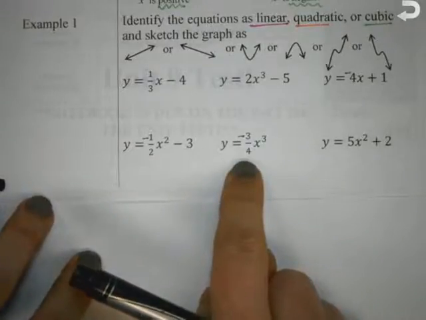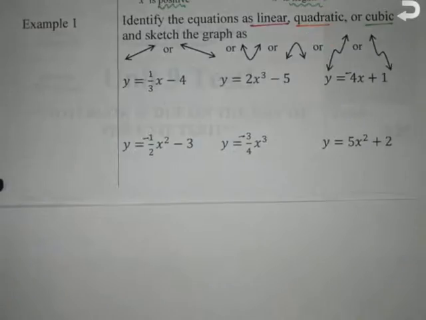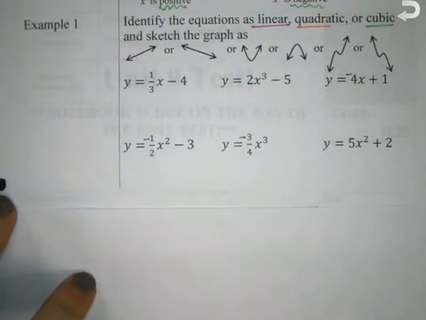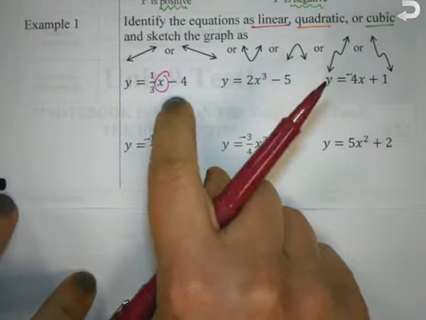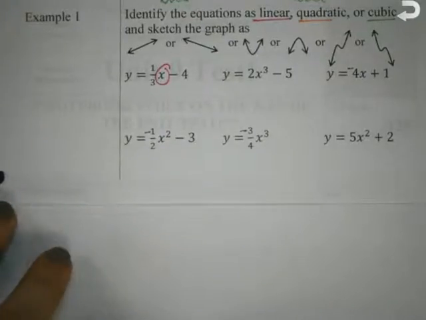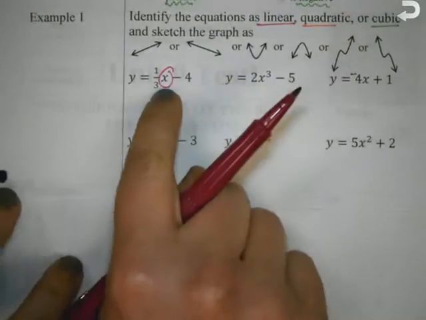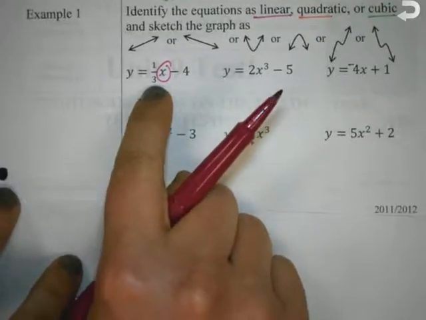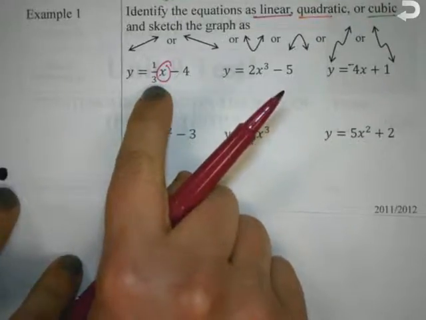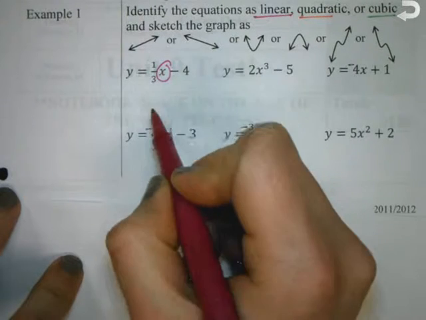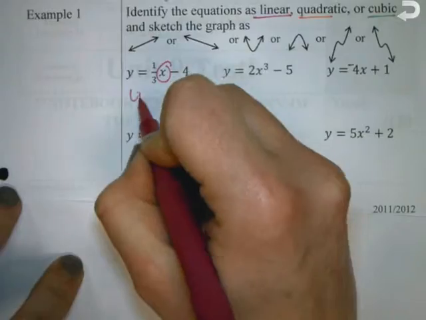Let's look at the first one. y equals 1/3 x plus 4. Look at x here. Is that going to be linear, quadratic, or cubic? Linear. Does x have an exponent? No, so it's linear. Is the number positive or negative? Positive. The 1/3 is positive, so it's going uphill. So what you need to write is linear and draw the picture of it going uphill.